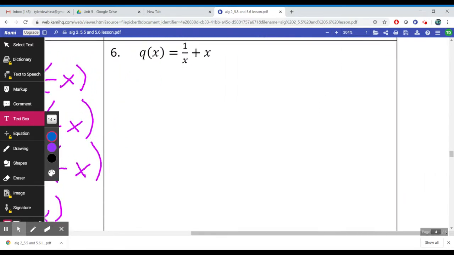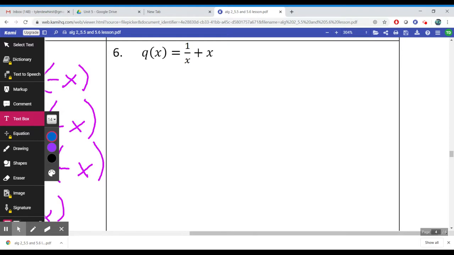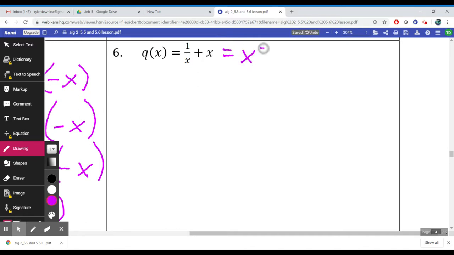All right, so our last one here is q of x. I'm going to start by just rewriting this in a slightly different form here. We could also think of this as x to the negative 1 plus x. We know that a negative exponent just means to take the reciprocal of our function. So if we wanted to, we could also think of it this way. It's up to you which form you use for this problem. They're both equally valid. So we'll start by finding out what q of negative x is equal to.